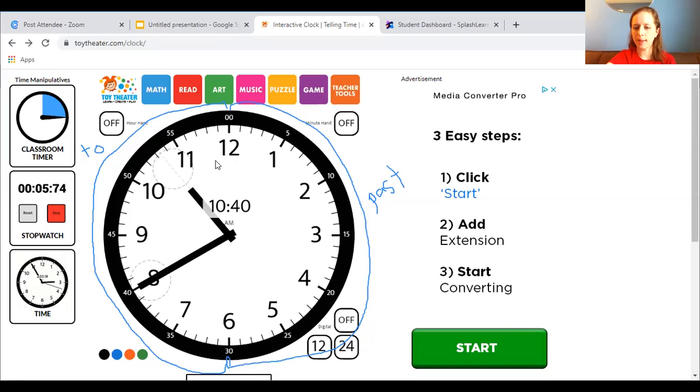So hopefully that will help you in your Splash Math. Anytime the minute hand is on this side, you are talking about it is past the current hour. Anytime the minute hand is on this side, you are talking about how it is to the next hour or until the next hour. All right. Well, that's what we have for time today.